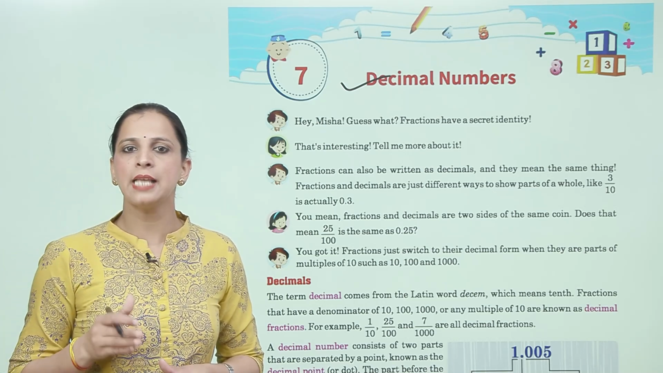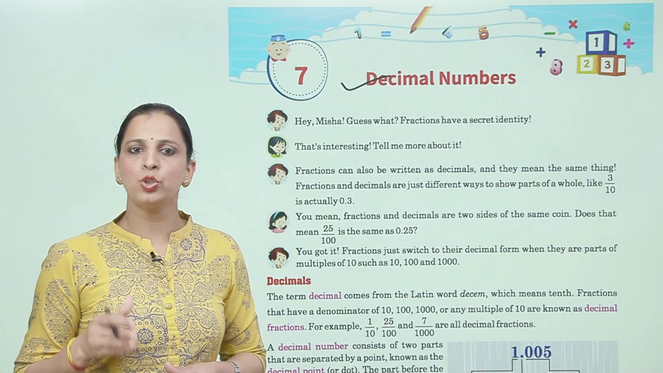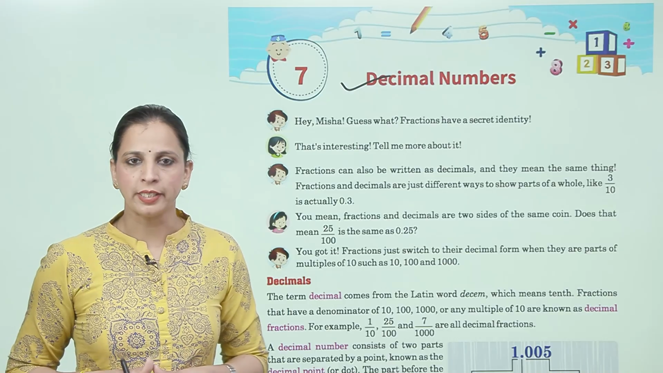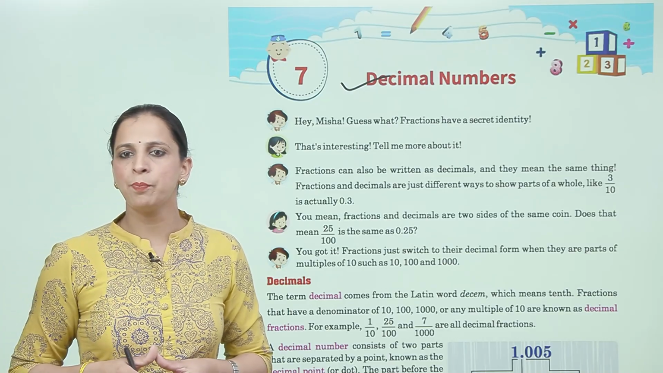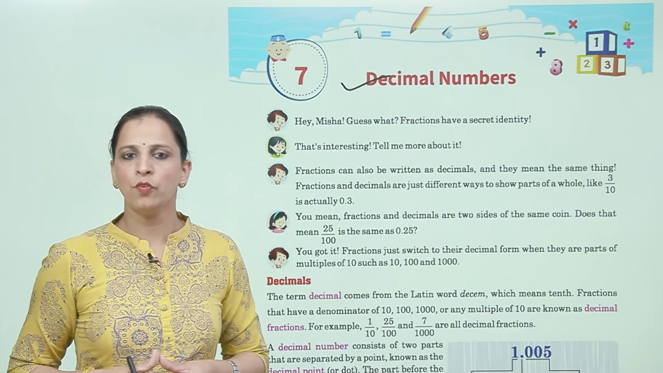You mean fractions and decimals are two sides of same coin? Does that mean 25 by 100 is the same as 0.25? You got it. Fractions just switch to their decimal form when they are part of the multiples of 10, such as 10, 100 and 1000.